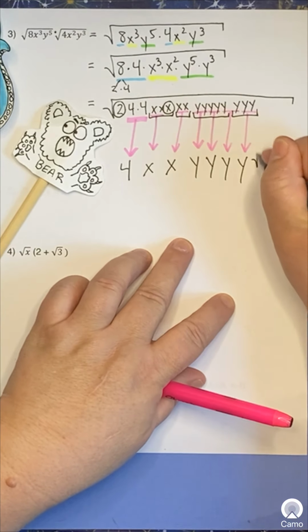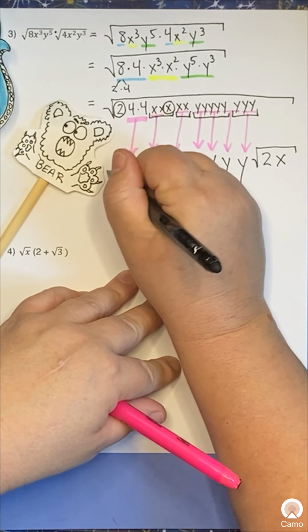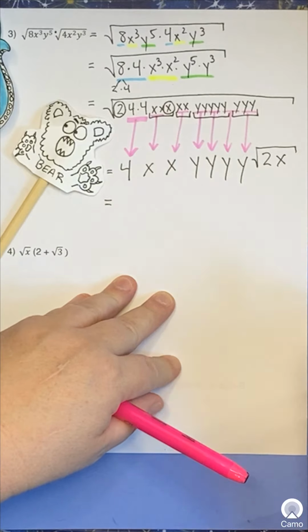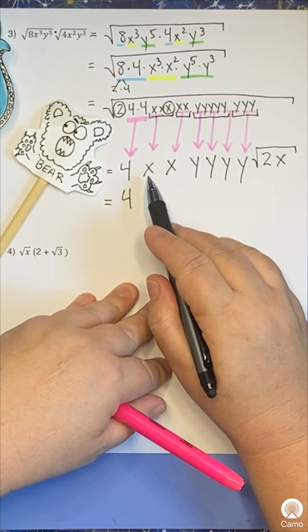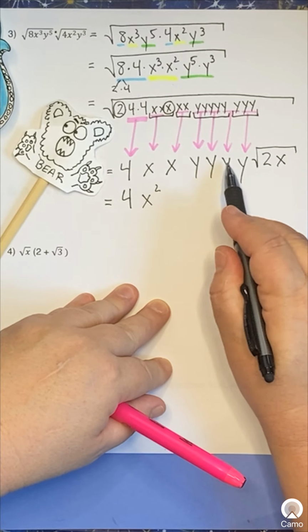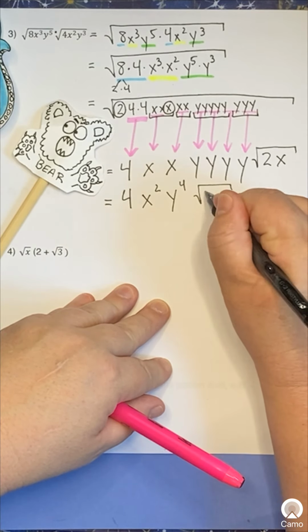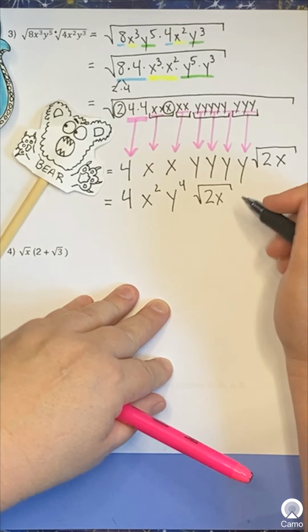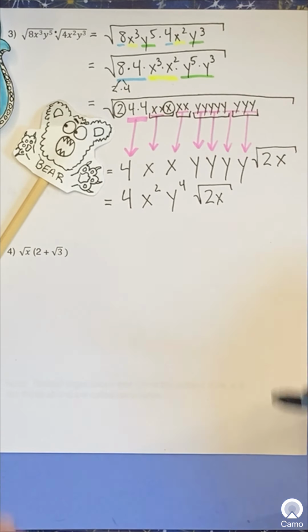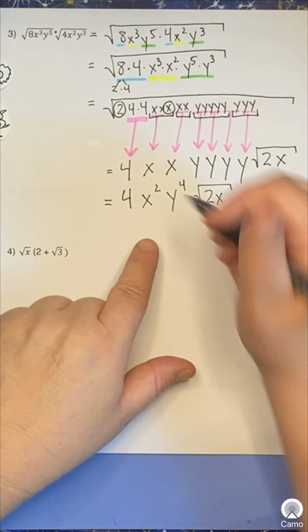And who's left inside the cabin? Just my 2 and my x. So altogether, I've got 4, 2 x's, x squared, 1, 2, 3, 4, y to the 4th times radical 2x. Woohoo! Kinda, sorta, little bit, maybe.